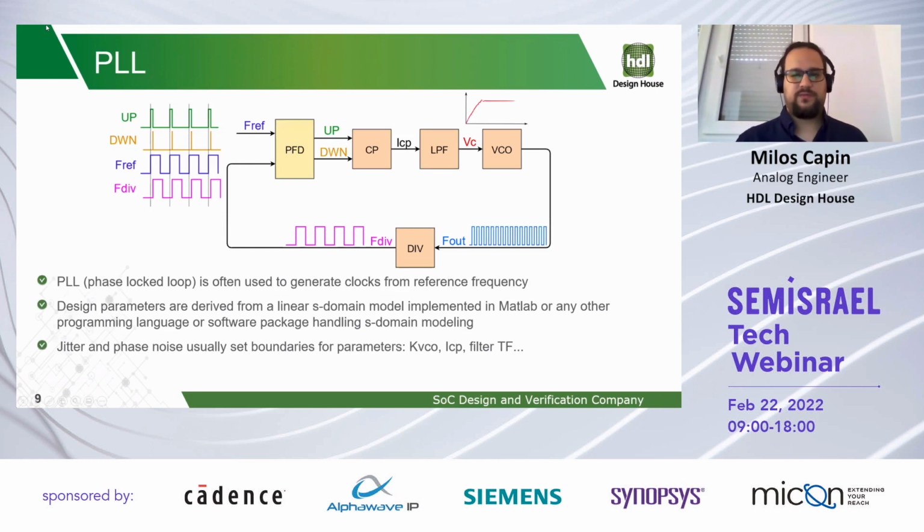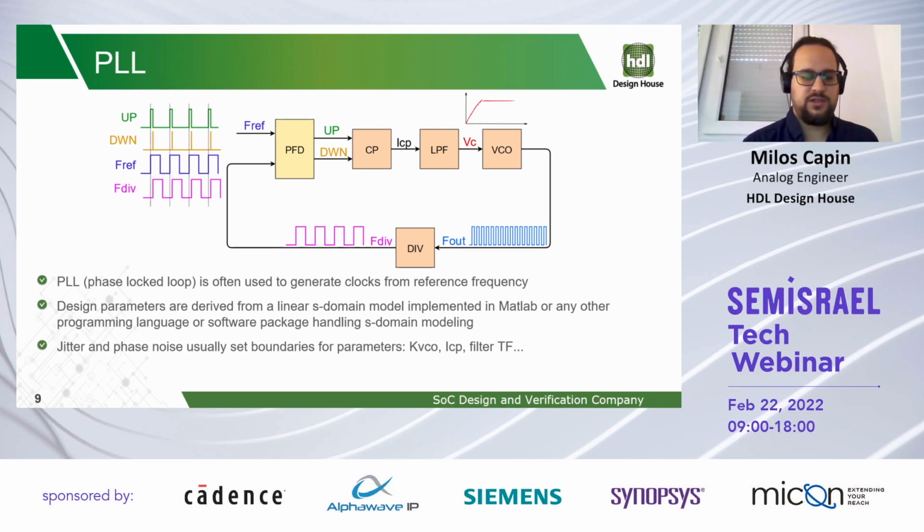This is one of the most famous examples, which is very often used in SoC designs. As I mentioned, the phase-locked loop. It's often used to generate clocks and distribute them to various blocks around the system. It can be used to multiply a reference frequency, and the design of this circuit is a very specific problem. Design parameters are derived from a linear S-domain model, which can be implemented in MATLAB or any other programming language or software package that deals with PLL design.